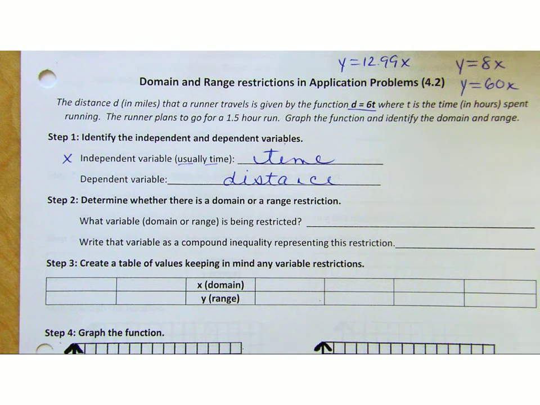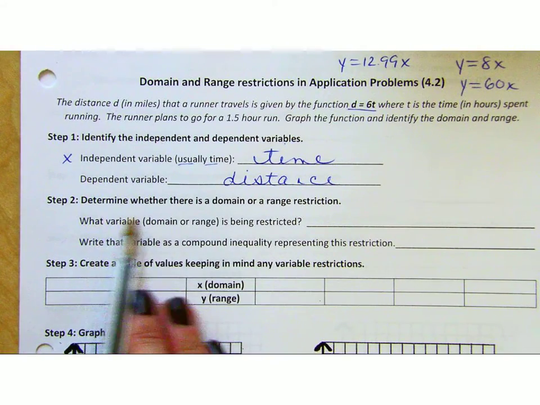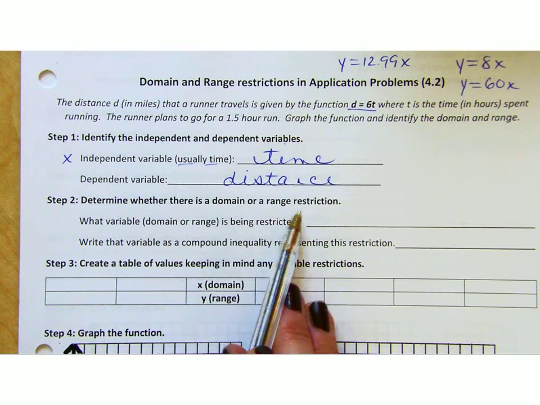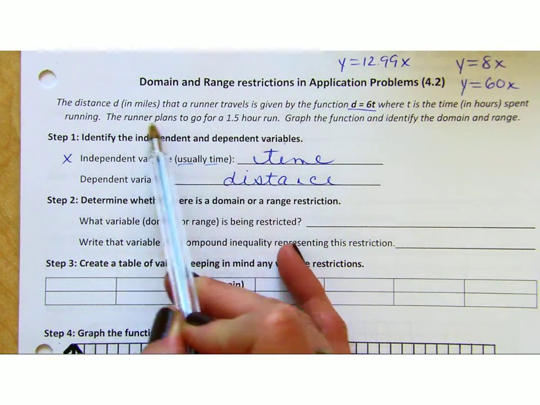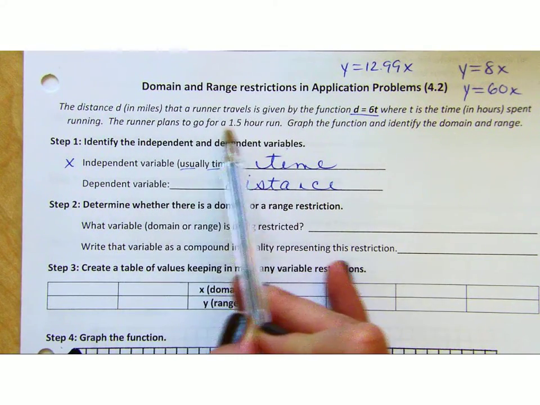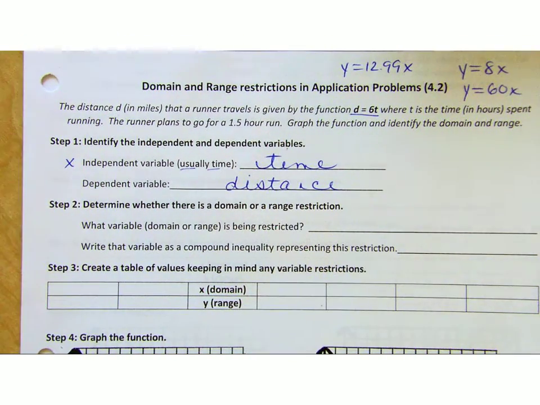So now, let's talk about this. Actually, determine whether there is a domain or a range restriction. I want you to read this sentence right here. The runner plans to go for a 1.5-hour run. They say, okay, I have a marathon coming up. I'm going to run for 1.5 hours straight, regardless of what my distance is. I might cover 10 miles. I might cover 12. I'm going to run for 1.5 hours and not stop.